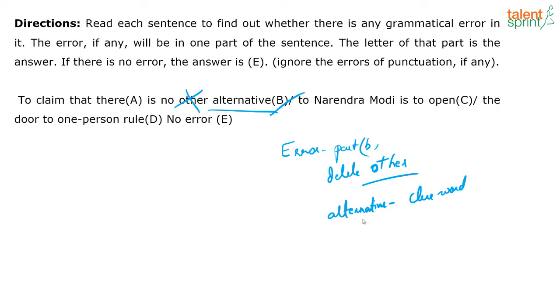Right, so just so that people understand, alternative means another possibility or choice. Yeah, got it? So I don't need "other" there. That is, so this is again superfluous. Superfluous meaning... Yeah?